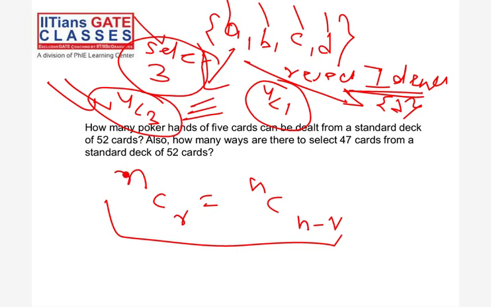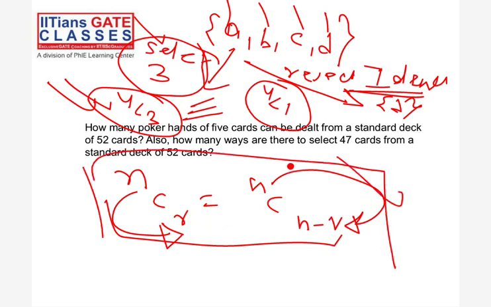So the proof is that if you are selecting r elements from a set of n elements, then that is similar to saying that you are rejecting n minus r elements from the set of n elements. Because if you are selecting r elements, basically you are rejecting all the remaining elements. So that's why we have this formula in combinatorics. That's why Sanjeev is saying that they are both the same.